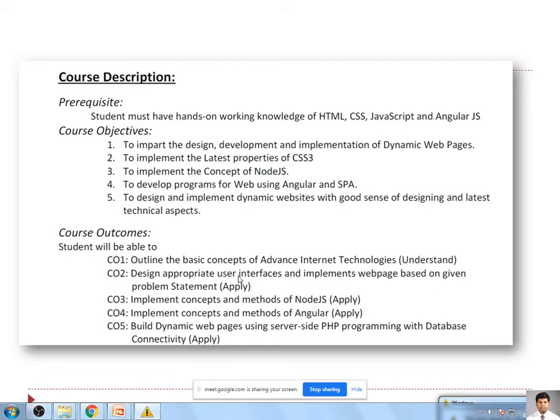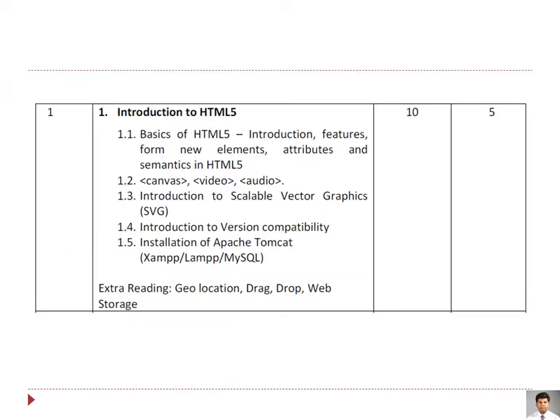In this chapter, we will go into detail about the features, the introduction, and the different new elements: what exactly HTML5 is and how it was introduced. Then there are predefined tags like canvas, video and audio, and how we can add videos and audios into HTML pages directly using tags. Then we'll go into detail on SVG, scalable vector graphics. Then we'll cover version compatibility, and how versions are made compatible in HTML5.